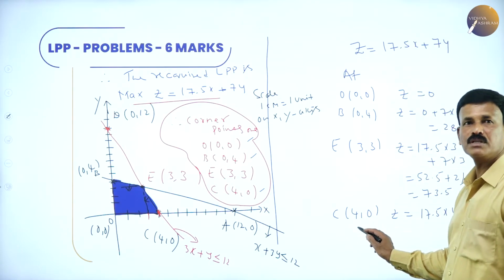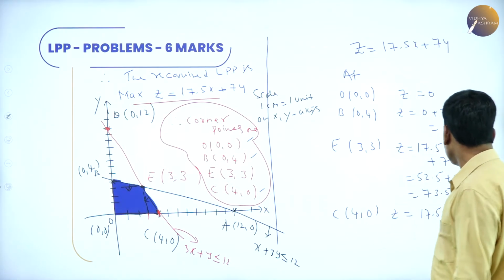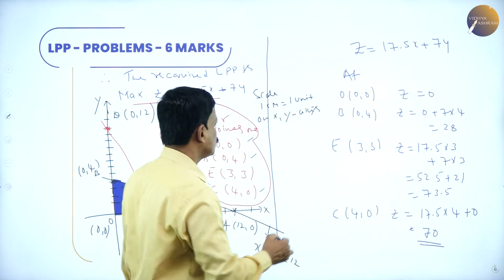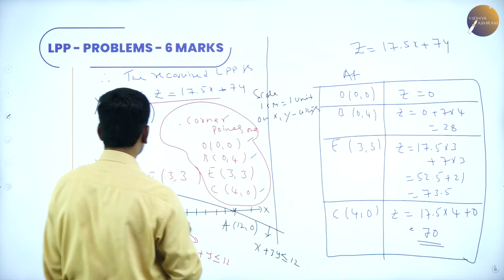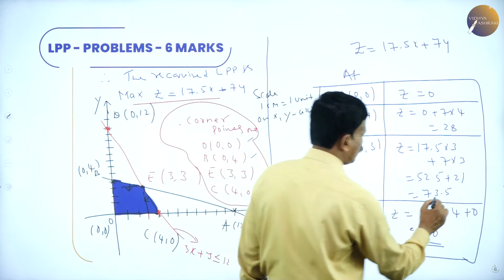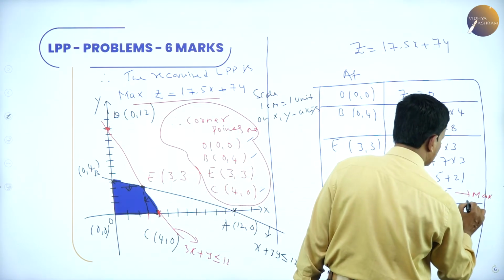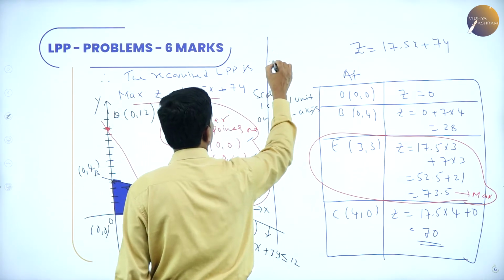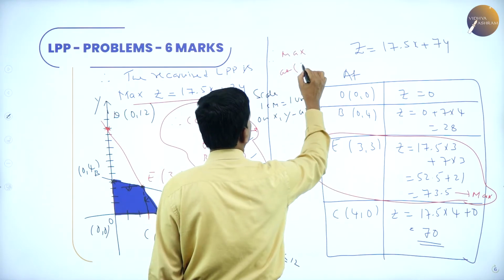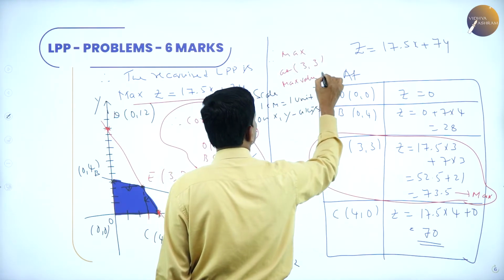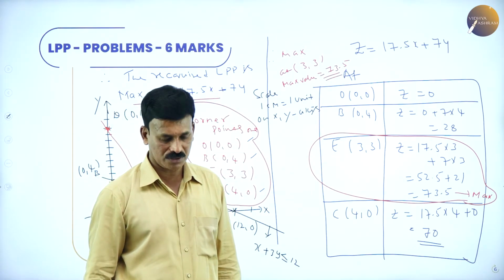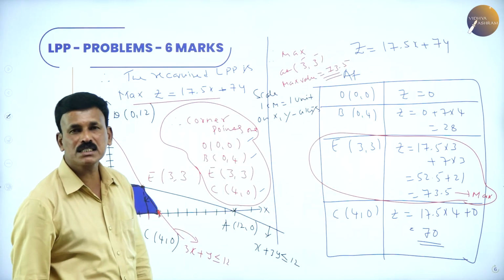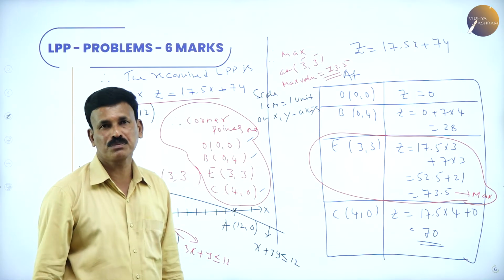Now, at C, 4 comma 0, Z is equal to 17.5 into 4 plus 0. This is 17.5 into 4 is 70. Now, this is the table. What is the maximum value? Maximum is 73.5 at 3 comma 3. So, therefore, it is maximum at 3 comma 3 and the maximum value is equal to 73.5. So that means when he produces 3 packets of nuts and 3 packets of bolts, you will get a maximum profit of 73.5 rupees. That's it.